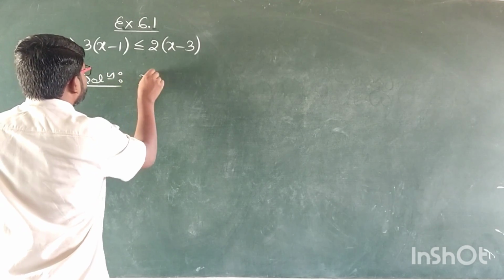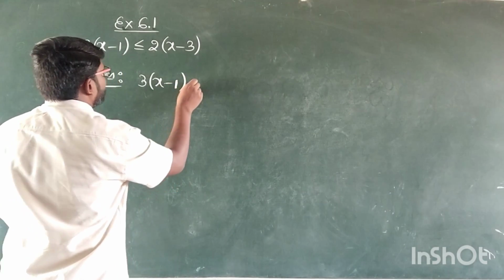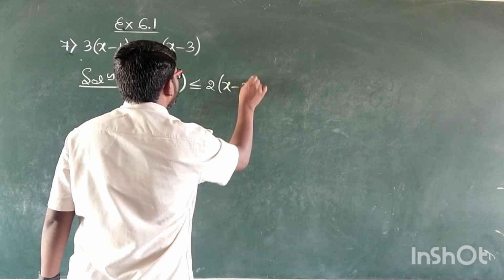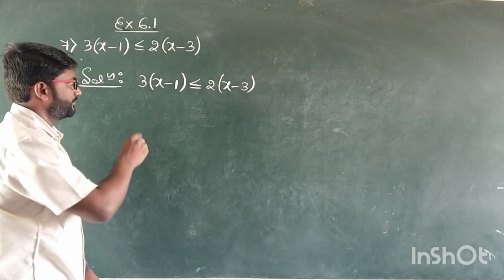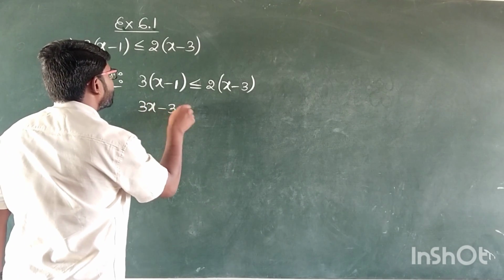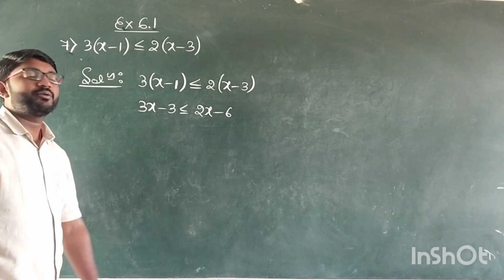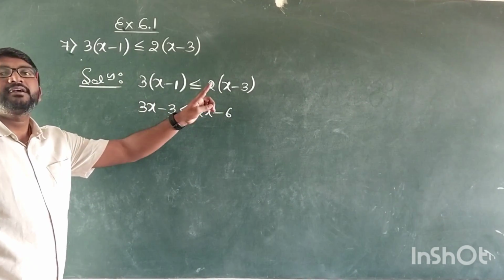Write the given inequality 3 times (x minus 1) less than or equal to 2 times (x minus 3). Now multiply 3 with these two terms and 2 with these two terms. 3 into x is 3x minus 3, less than or equal to 2x minus 6. Now we have to eliminate minus 3 on the left hand side and minus 6 on the right hand side.